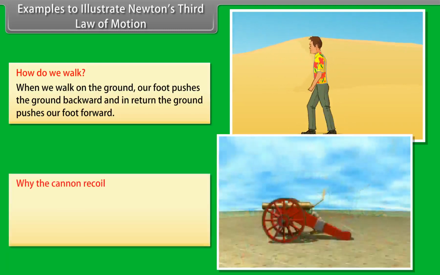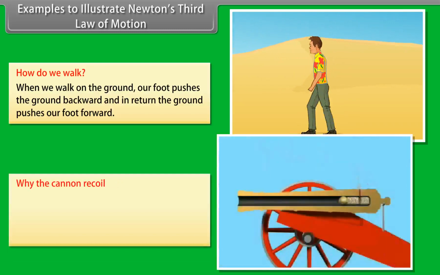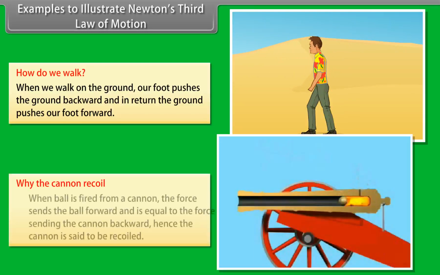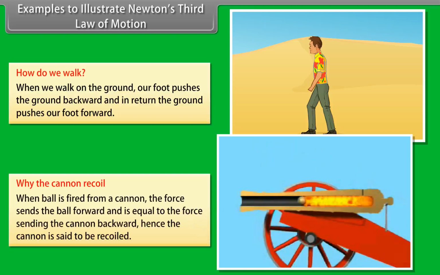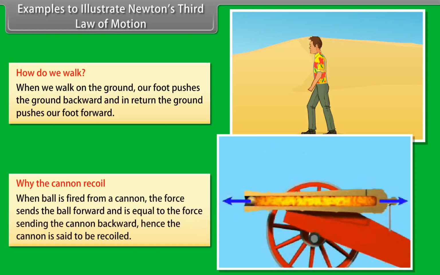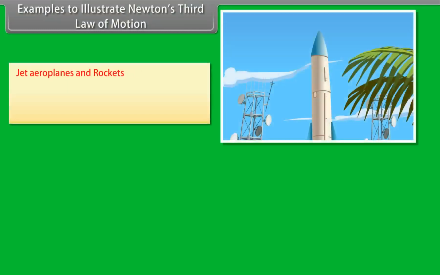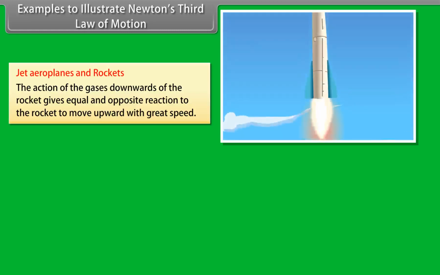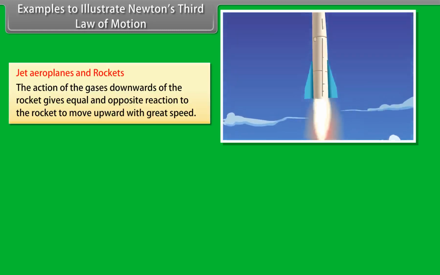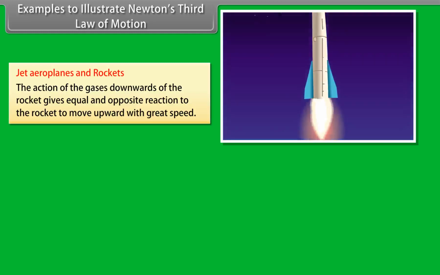Why does the cannon recoil? When a ball is fired from a cannon, the force sending the ball forward is equal to the force sending the cannon backward, hence the cannon is said to recoil. Jet aeroplanes and rockets: the action of the gases downwards gives an equal and opposite reaction to the rocket to move upward with great speed.